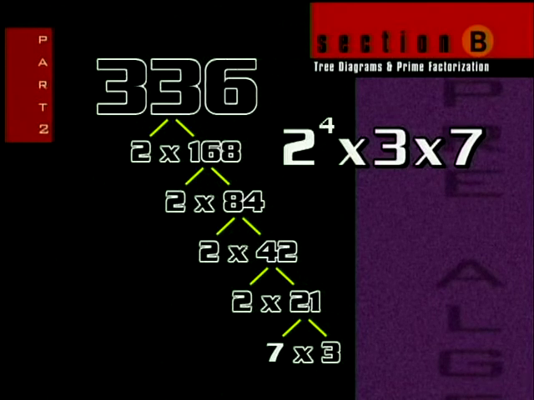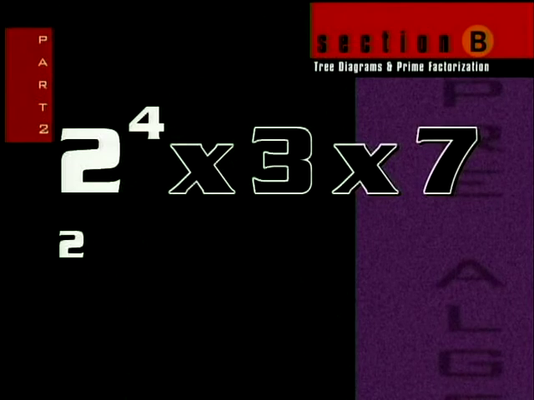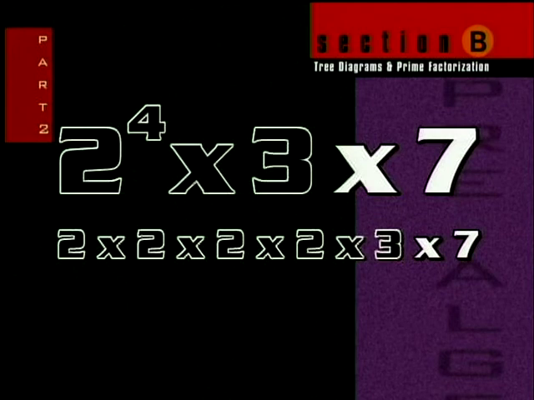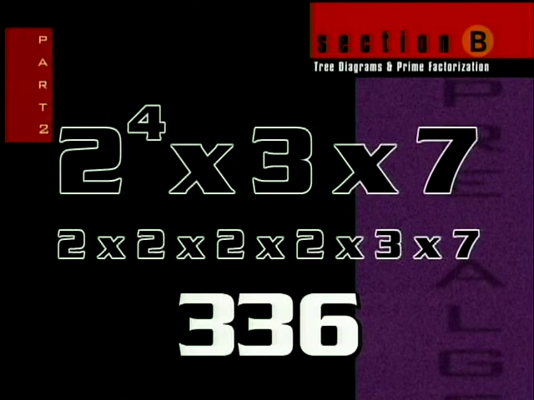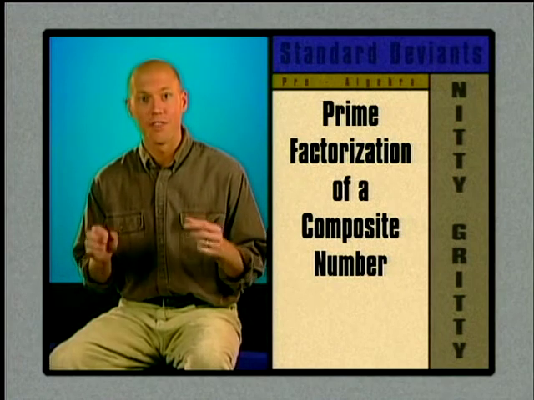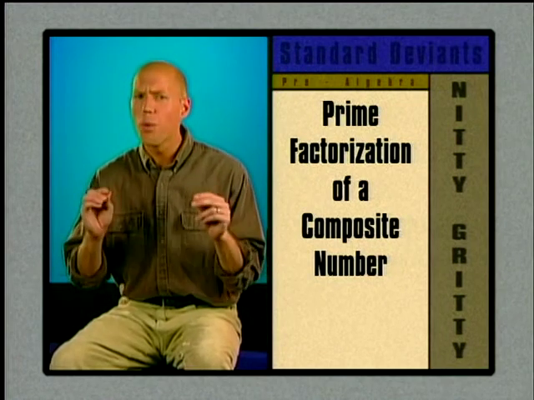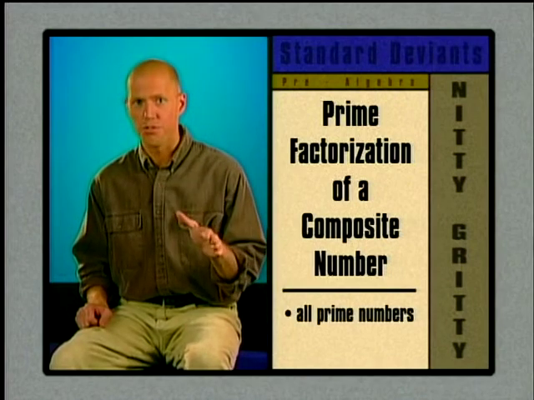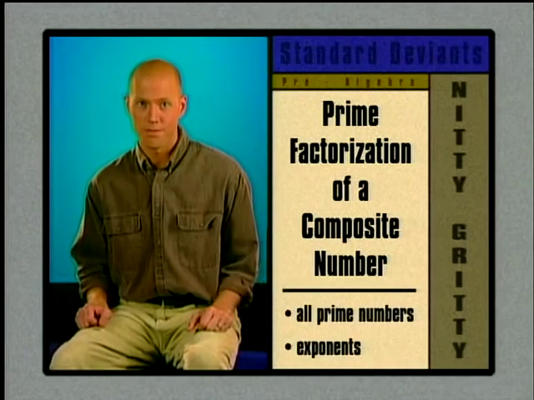If we want to check our work, we can multiply this out to get 2 times 2 times 2 times 2 times 3 times 7 equals 336. Since our numbers equal 336, we know we did it correctly. Now, our big scary 336 isn't really that big or that scary. With the prime factorization of a composite number, you've got to get all the way down to the nitty-gritty of it. You're only finished once you've got all prime numbers and you've given them the right exponents.